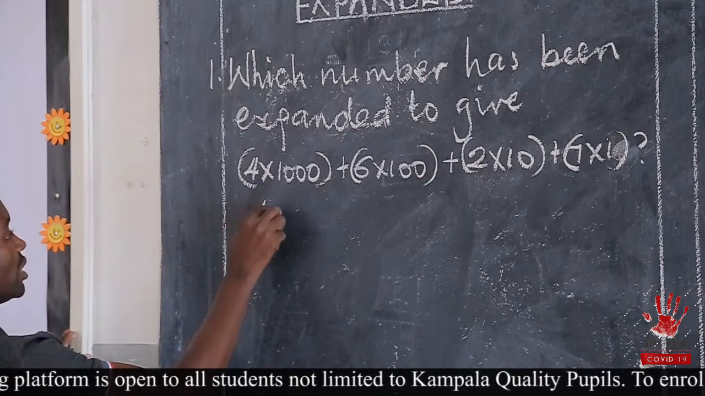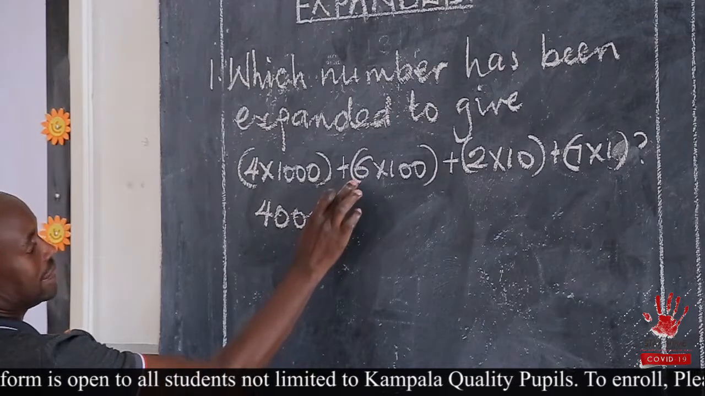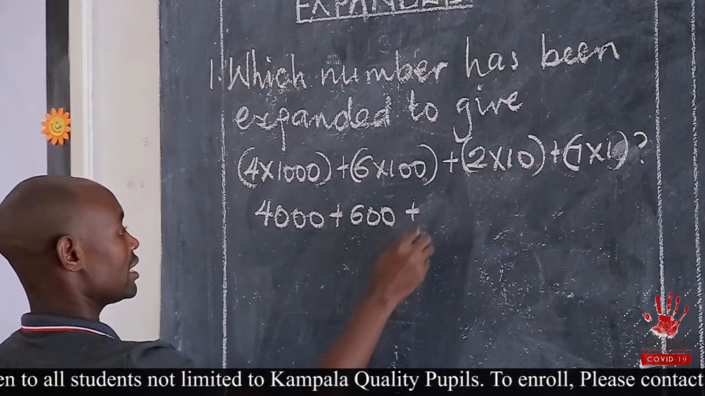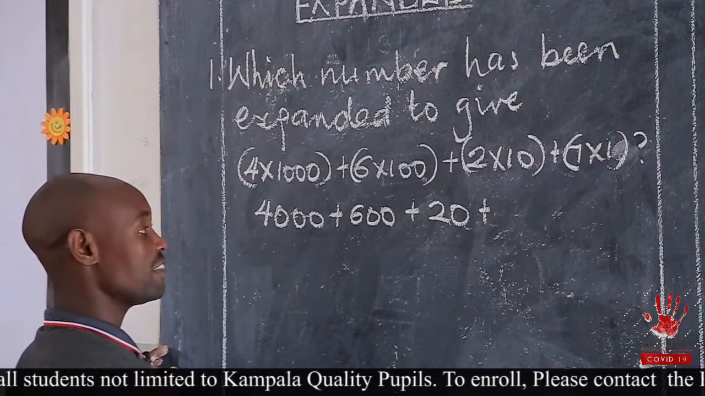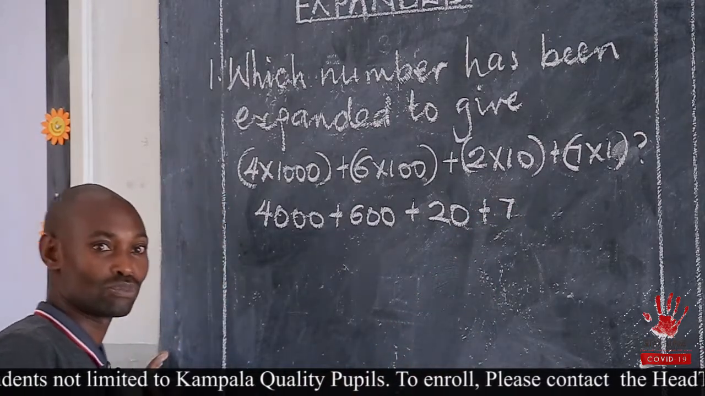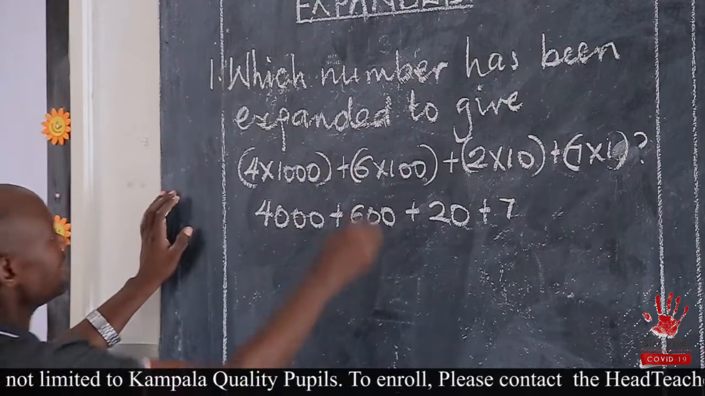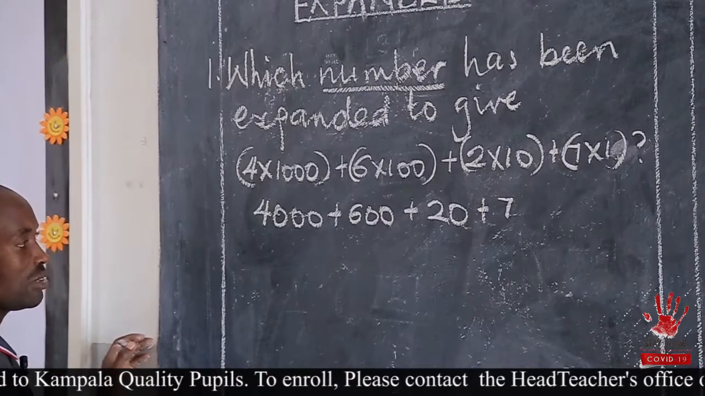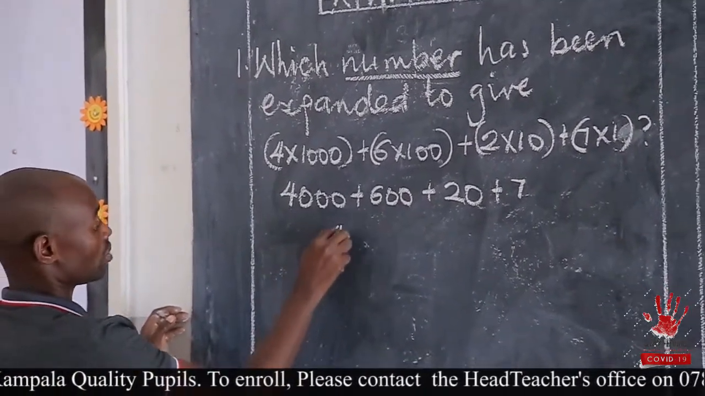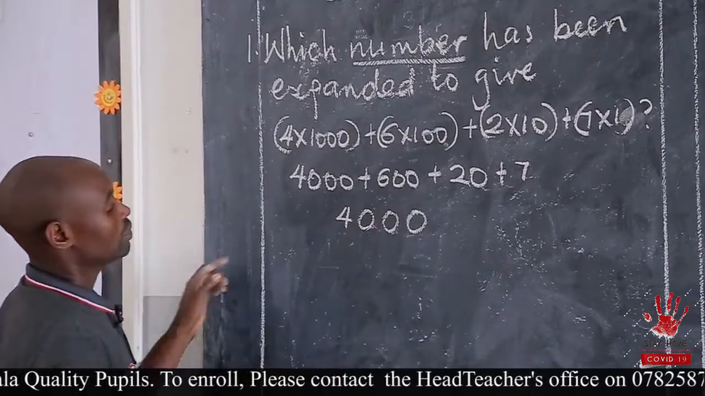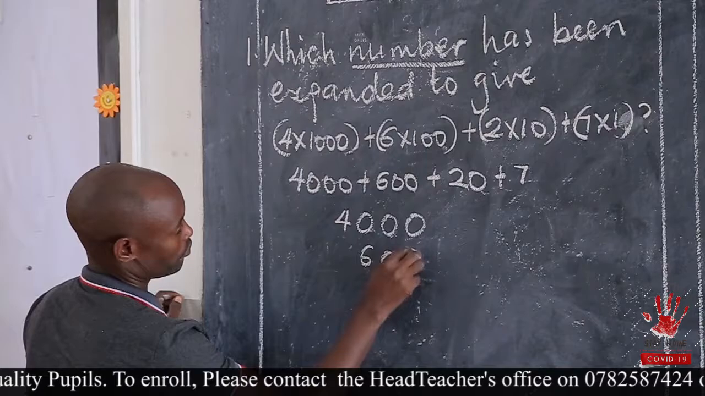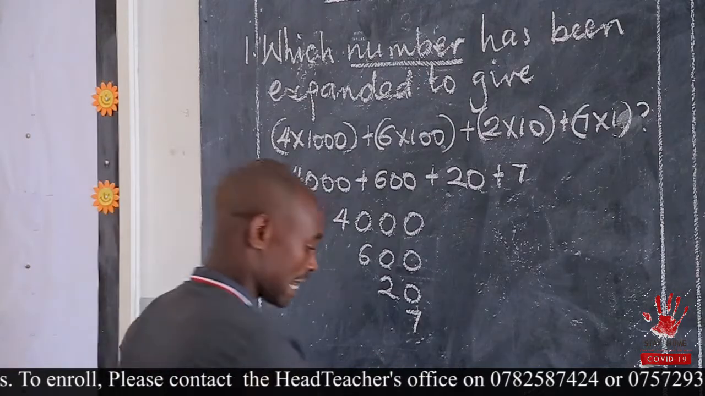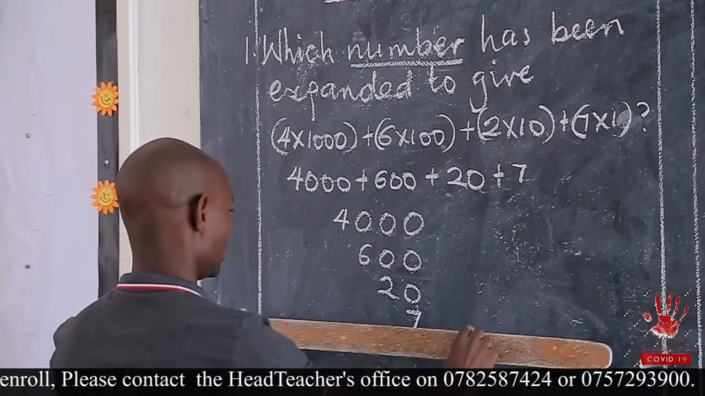4 times 1,000, we shall get 4,000. Plus 6 times 100, we are getting 600. 2 times 10, we are getting 20. And 7 times 1, we are getting 7. Go ahead. We want that number which has been expanded. So what do we do here? We arrange our values vertically to get that number. So we shall have 4,000. We add on 600. We add on 20. Then finally, 7. Then we add to get that number which has been expanded.